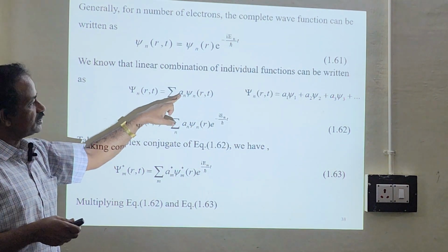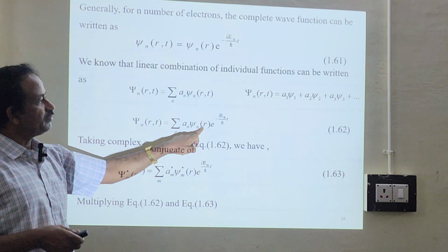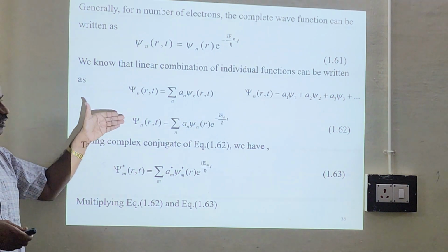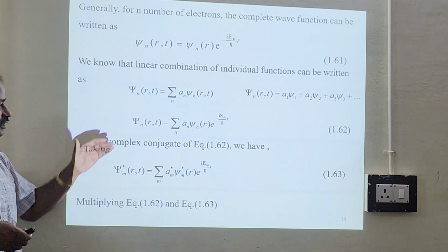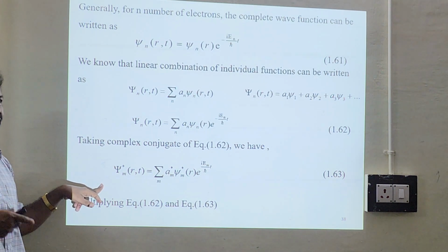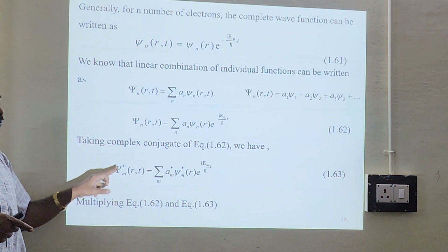Now you substitute psi n of r comma t, which can be written as psi n of r e power minus E n by h bar into t. Take the complex conjugate. Our idea is to find out the stationary states. So that was the topic. Just take the complex conjugate.